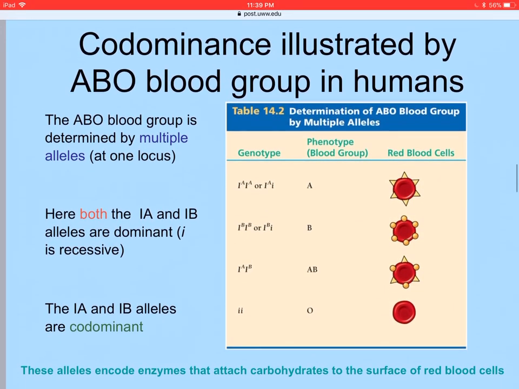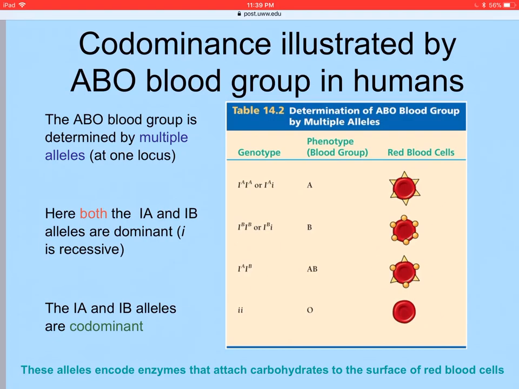Another pattern of inheritance is what we call codominance. And this is illustrated by the blood groups in humans. Blood groups in humans can be of several different phenotypes. What we have with this codominance is that the heterozygote condition is going to show both of the traits of that allele, both the recessive and the dominant trait.